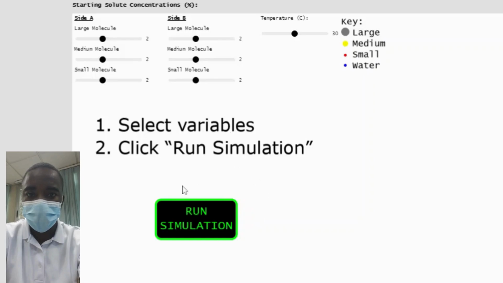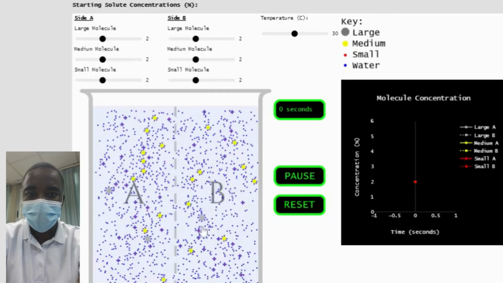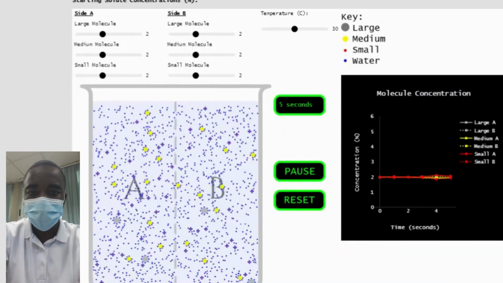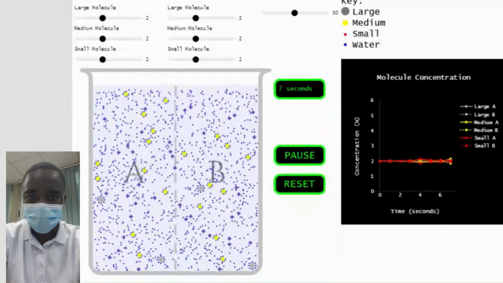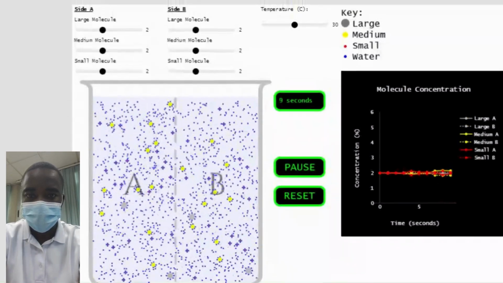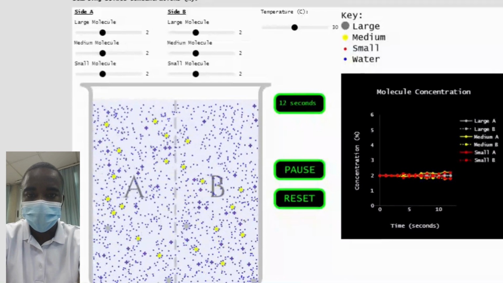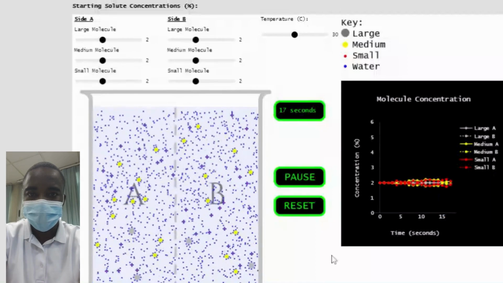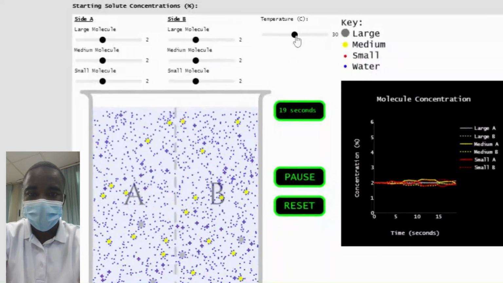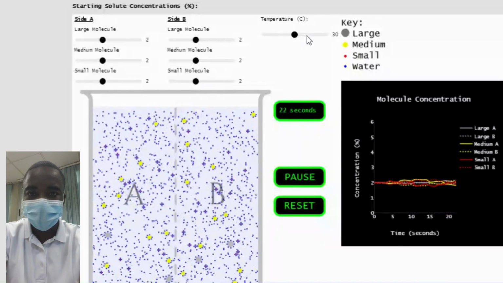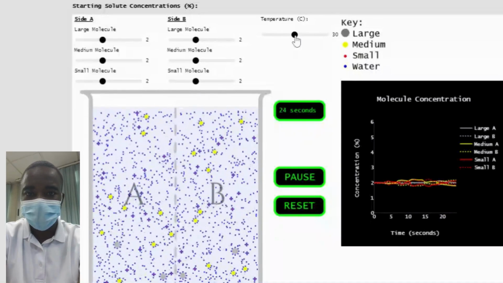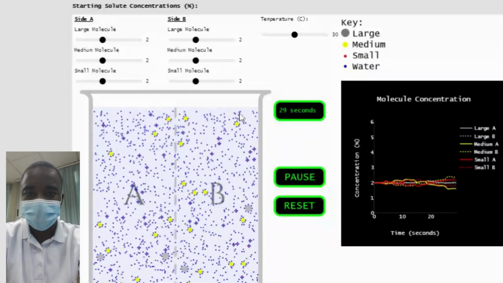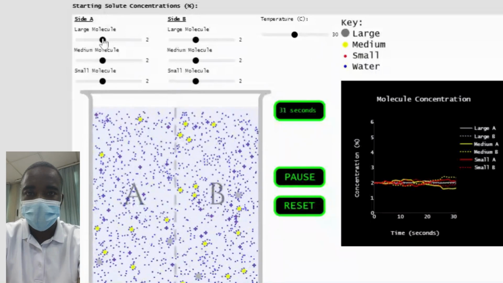The molecule movement across a semi-permeable membrane simulation is an interactive educational tool designed to help students understand the principles of diffusion, osmosis, and selective permeability. This simulation allows users to study the movement of molecules across a semi-permeable membrane, providing insights into how different sized solutes interact with the membrane. By experimenting with three solutes of varying sizes, students can observe the selective nature of the membrane and the factors that influence molecular movement. Understanding semi-permeable membranes.